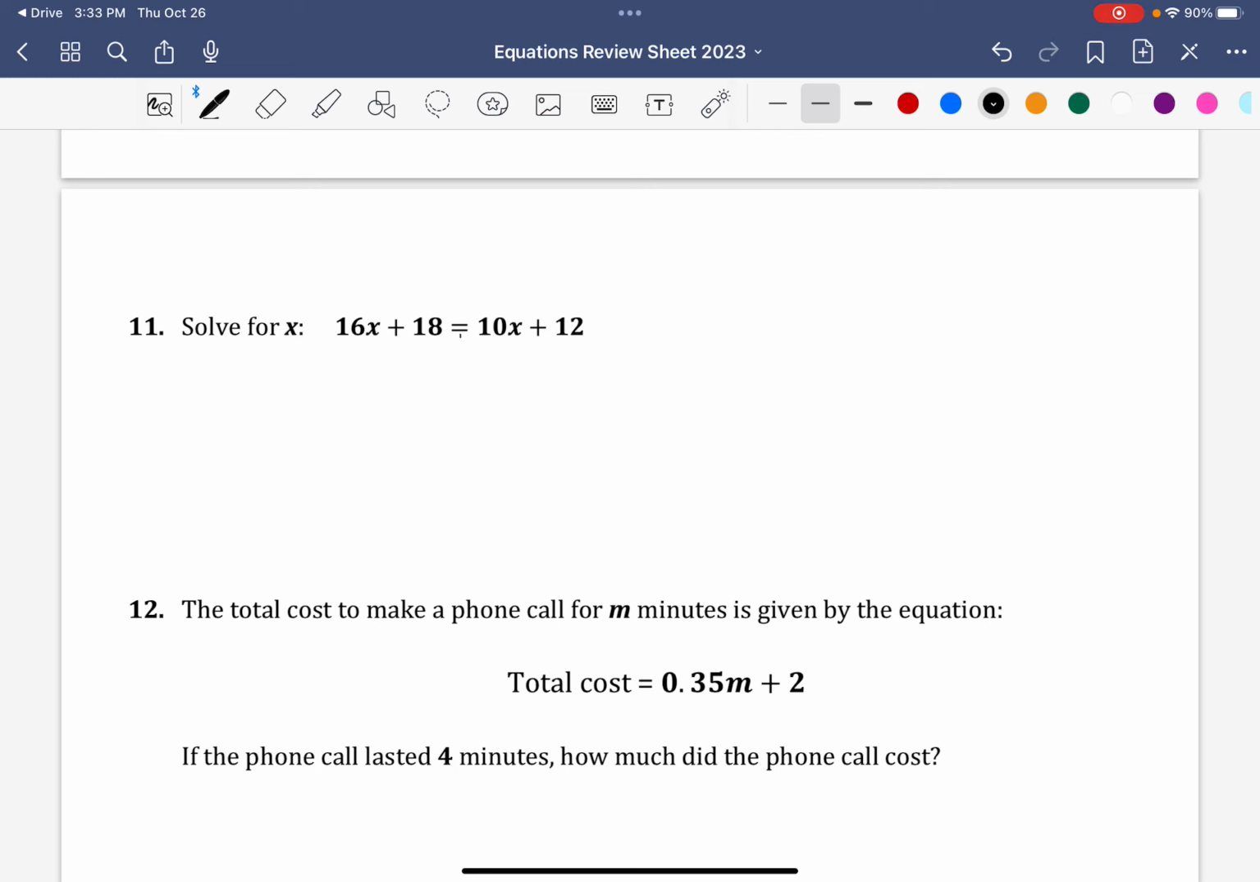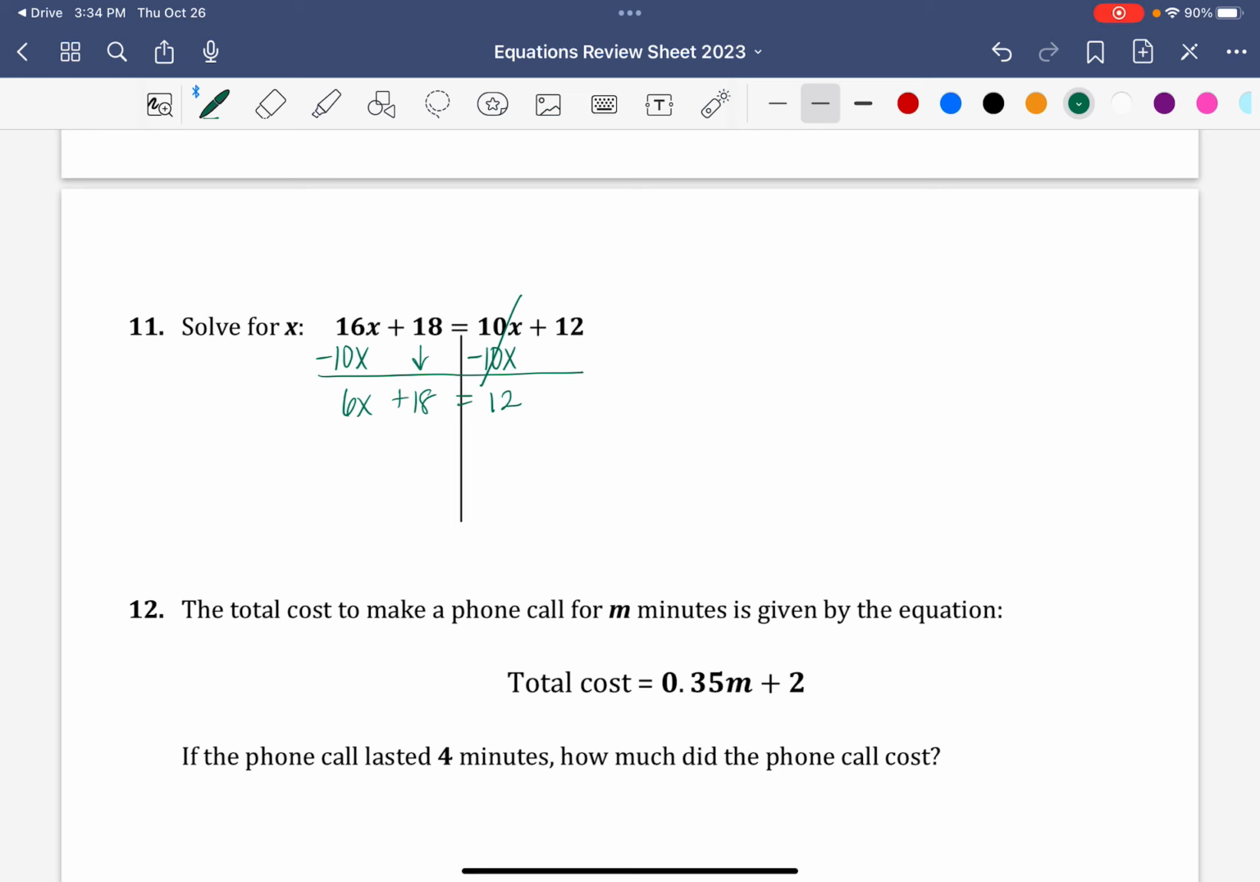All right, for number 11, this time there's variables on both sides and constants on both sides. You have some options here. It doesn't matter if you move the x's to the left or to the right, as long as they're on the opposite side of your constants. I'm going to take the 10x on the right-hand side. I'm going to move it over to the left-hand side. So I'm going to say minus 10x and minus 10x over here. Okay, 16x minus 10x is 6x. And I'm going to bring everything else down. So plus 18 equals 12.